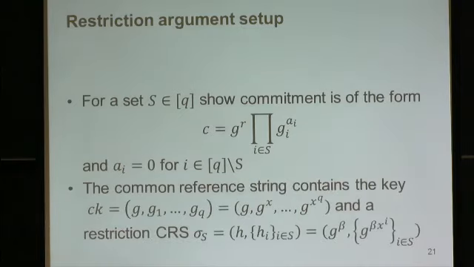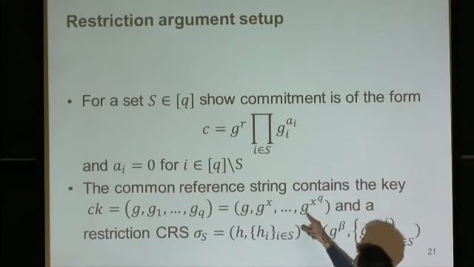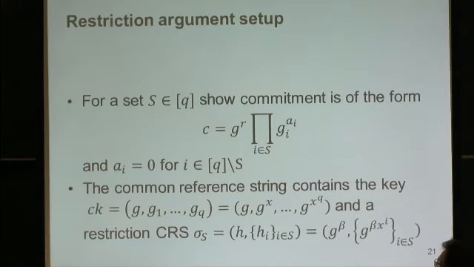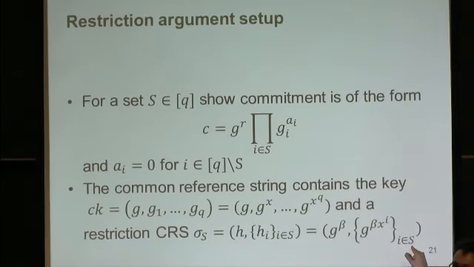And we'll need the common reference string to be able to do this. The common reference string will be of the form, essentially, the commitment key g, g to the x, up to g to the x^q, and then we'll have a restriction common reference string to give this restriction argument. What it will have is basically g to the beta, and then g to the beta x^i for i in S.